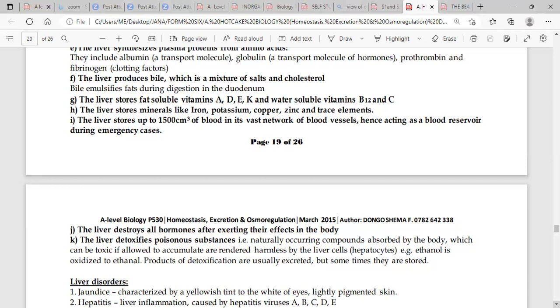So basically, that gives us a highlight about the homeostatic roles of the liver, how it brings about deamination, detoxification, storing different substances, lipid metabolism, carbohydrate metabolism, that is maintaining blood glucose levels, and protein metabolism.